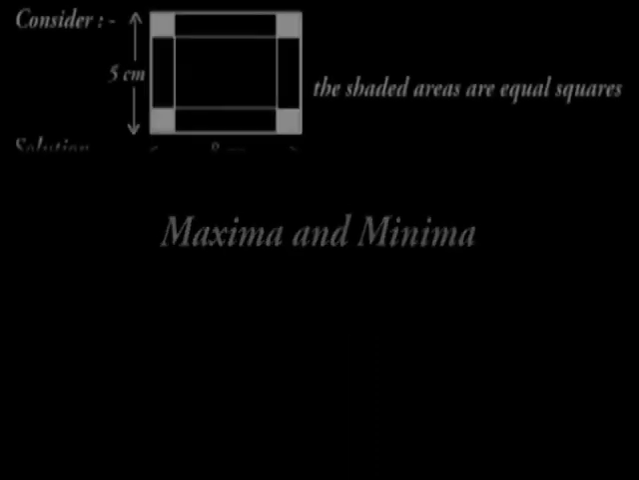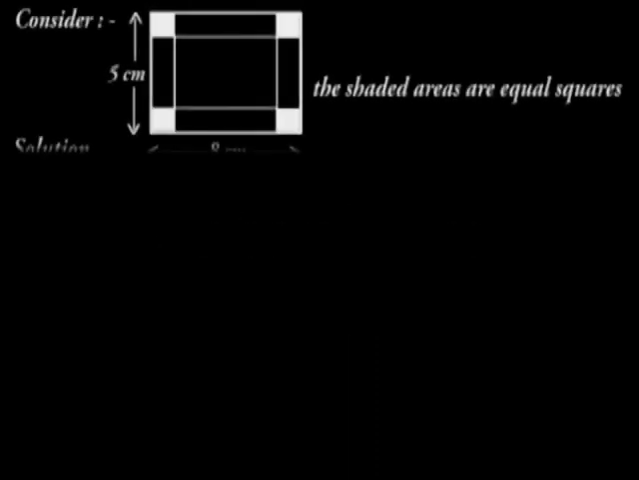Maxima and minima. Consider the figure below. The shaded areas are equal squares. Suppose the shaded squares are cut and the figure folded along the dotted lines to form a box. What will be the maximum volume? In our solution, assuming the squares have dimensions of x by x centimeters, then the box will be as shown below.